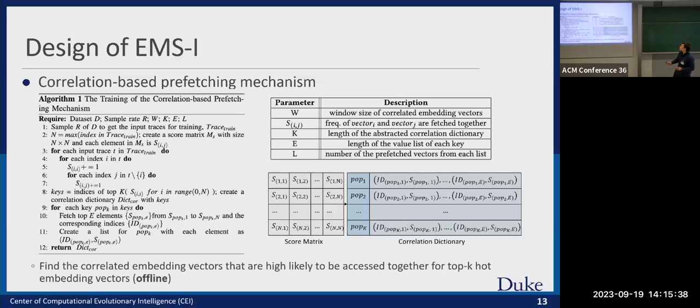So we also define a parameter called W, which is the window size of the correlated embedding vectors, because we hope that for the prefetch, those accessed vectors could stay within the same cache block or adjacent cache blocks, so that they can be grouped together and reduce the number of blocks that we need to replace during the prefetch. So we define a window size and only check the correlation if the accesses of those two embedding vectors are within this window.